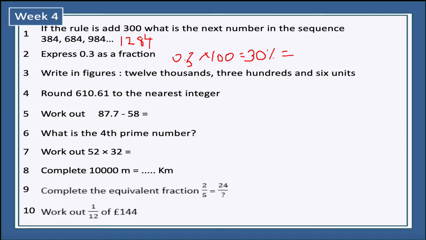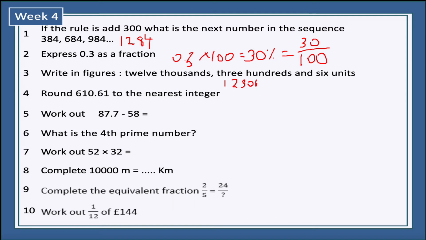Or any other equivalent fraction. The question has not asked us to simplify it. It just said write it as a fraction. So I can just stop there. Actually, this is question number 3. Write in figures 12,306. So 12306. This is question number 4.